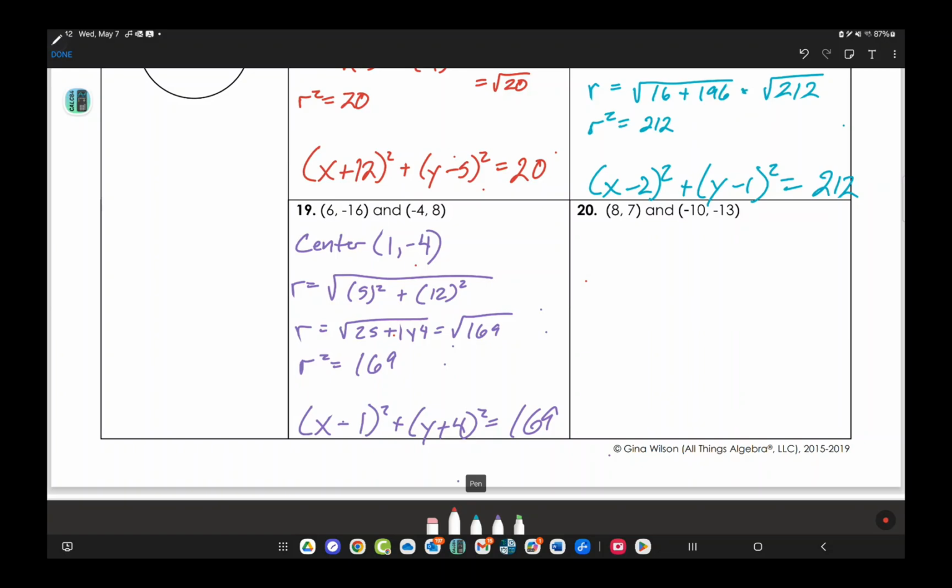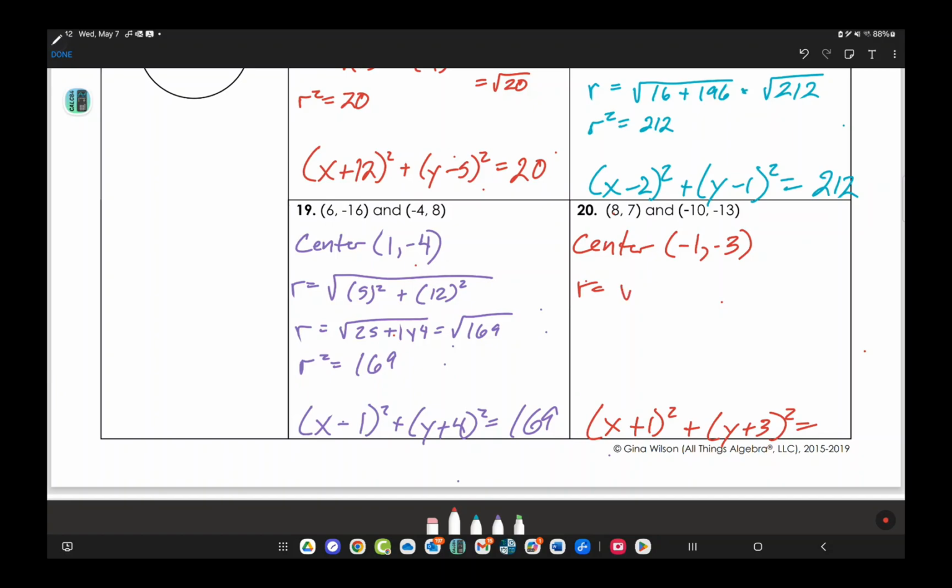And same for the last one, center. 8 and negative 10 make negative 2. Divide that by 2, you get negative 1. 7 and negative 13 make negative 6. Half of that is negative 3. So again, (x + 1) squared plus (y + 3) squared equals r squared.